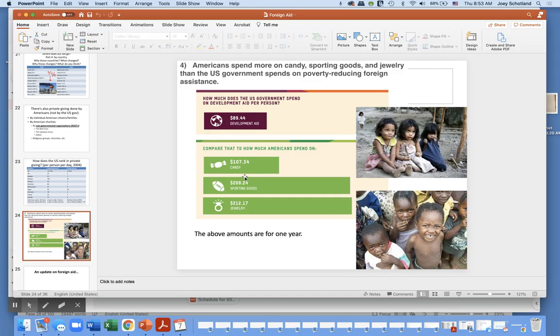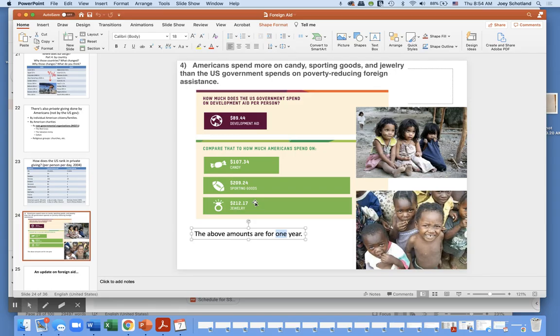Now, here's another look at it. This is looking at spending over a whole year. Americans spend more on candy, sporting goods like a hockey stick or a tennis racket, and jewelry than the US government spends on poverty reducing foreign aid. So if you look at the US government spending on foreign aid per person over the course of a year, it's about $90. Compare that to how much Americans spend in 1 year on candy, $107. Sporting goods, $200. Jewelry, $200.